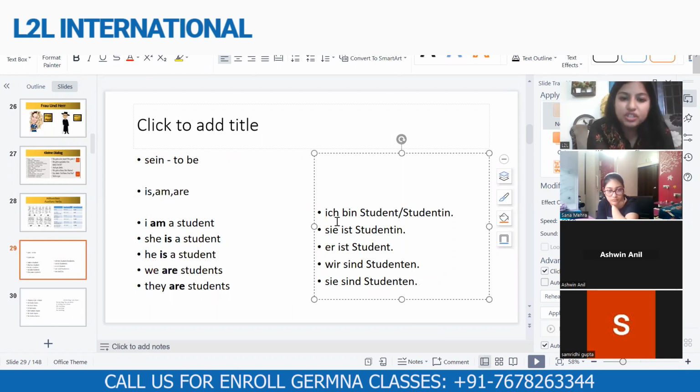So what did we see here? That when we are changing the pronouns, we are changing the verb as well. With ich, it is bin. With sie, it is ist. With er, it is again ist. With wir, it is sind. And with sie, it is again sind.